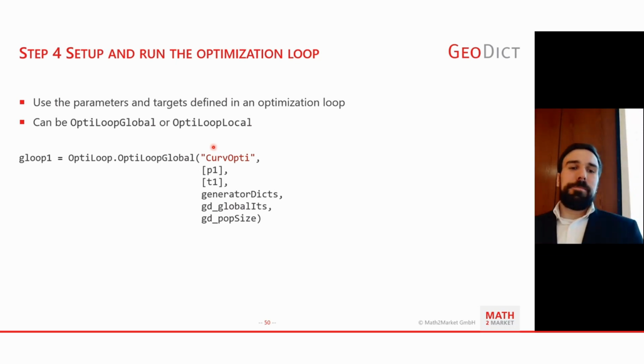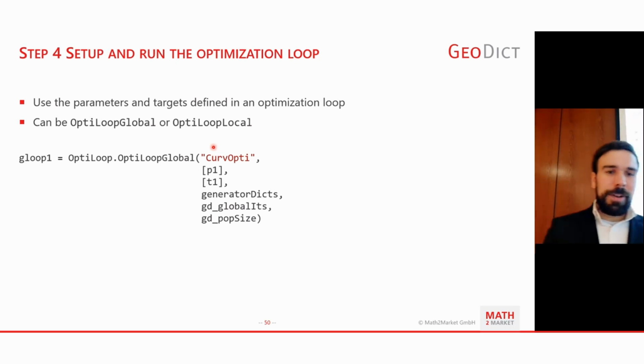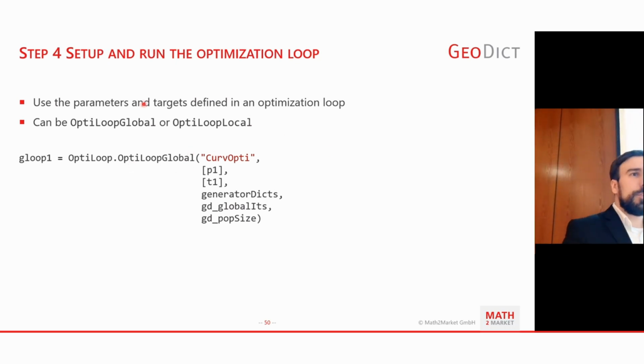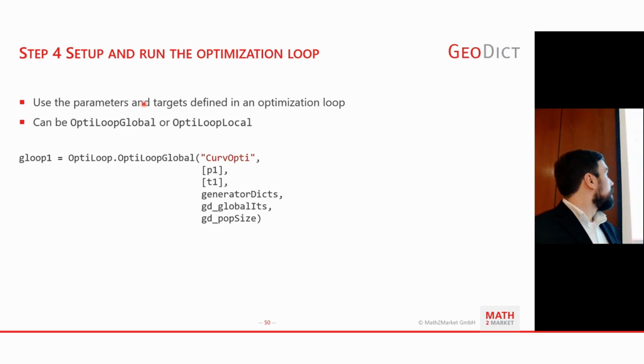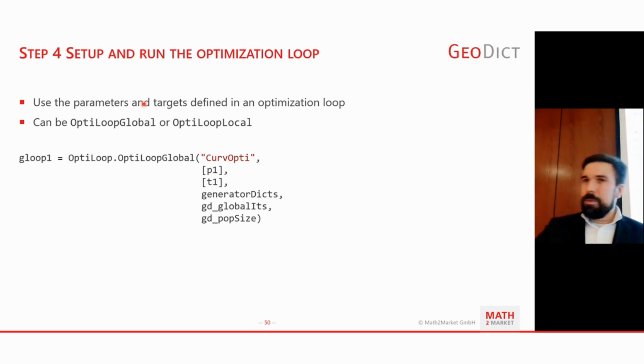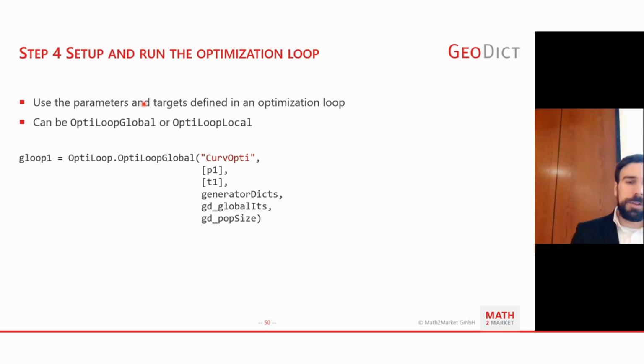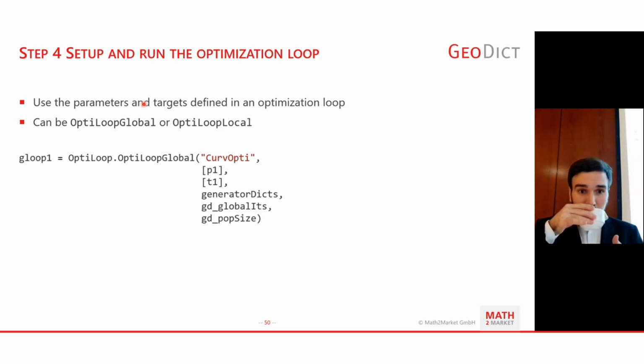And for that, we have the OptiLoop class. There's OptiLoop global and OptiLoop local. One is for global optimization, where a whole parameter space is sampled to make sure you are not running into a local minimum. And the other one is then for local optimization. So if you have a good initial guess already, you can just use the local optimization. It's a lot faster. But what we do is first do global, use that as an initial guess for the local optimization.